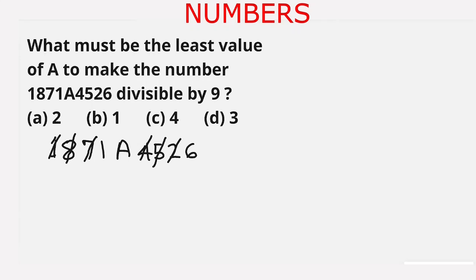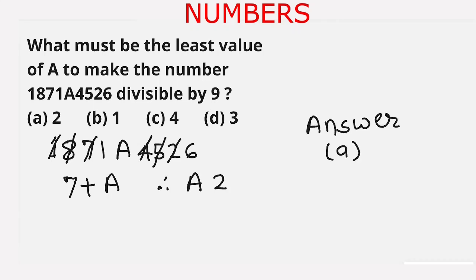So 1 plus 6 is 7 plus A. And what should be the least value of A to make it 9? The value of A must be 2, so that 7 plus 2 becomes 9. Therefore, A equal to 2. And from the given options, our answer is option A, 2.